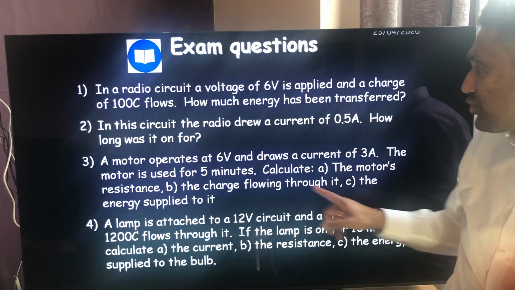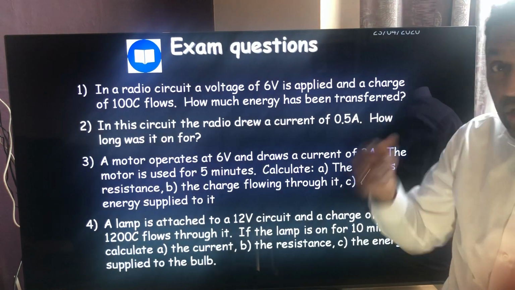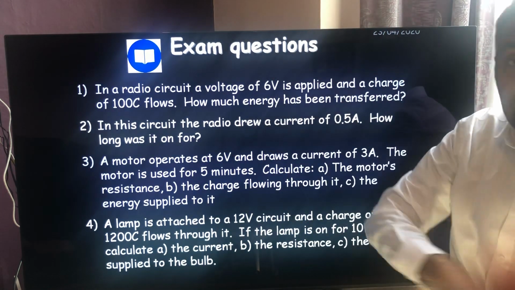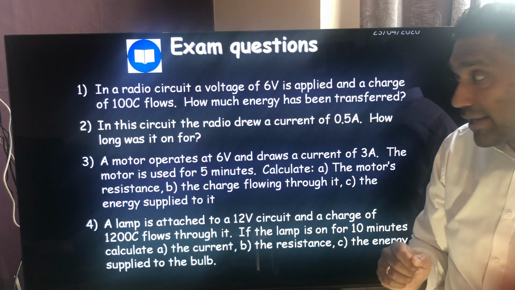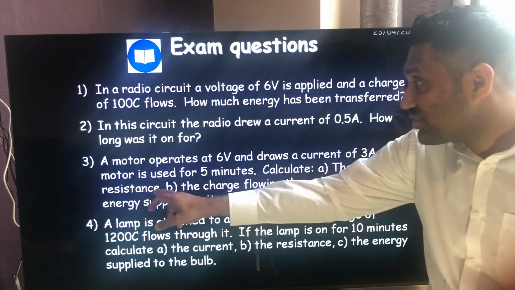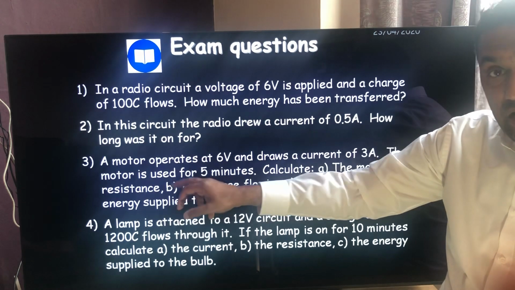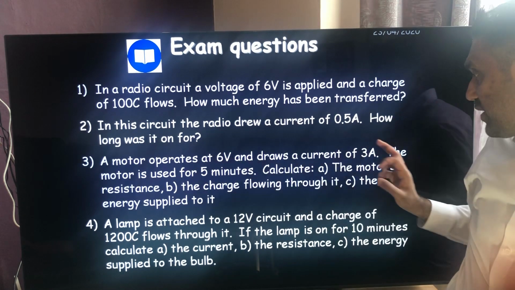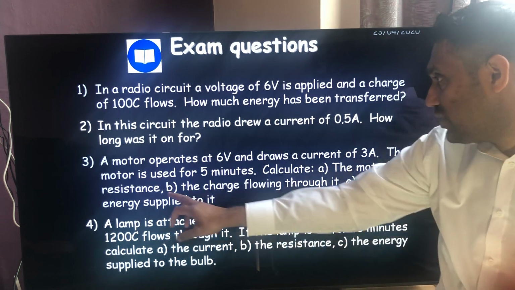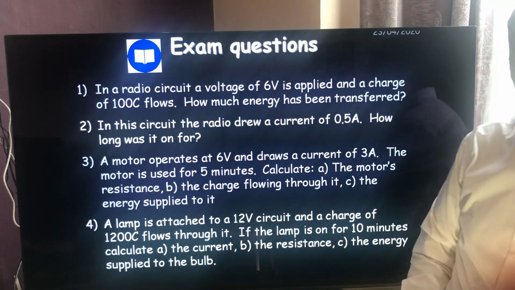Calculate the motor's resistance. Okay, now we're using all those equations that we've been learning over this whole topic. The first equation was V equals IR. Okay, V equals IR, so the resistance R is V divided by I. So V divided by I, so 6 divided by 3 is 2. So the resistance is going to be 2 what?